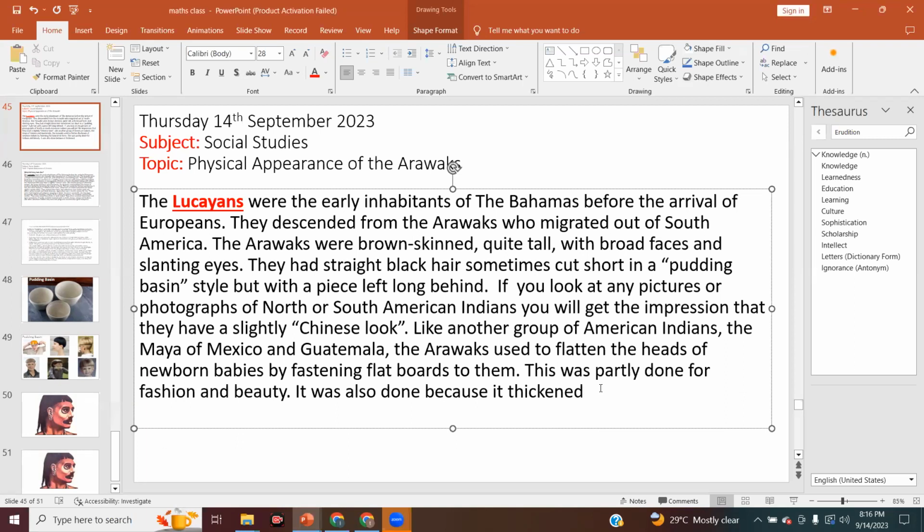It was also done because it thickened the bone, which was an added protection for them against enemy tribes. So that was to protect them in times of war against enemy tribes. Okay.